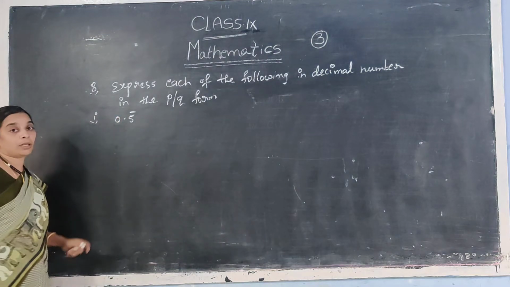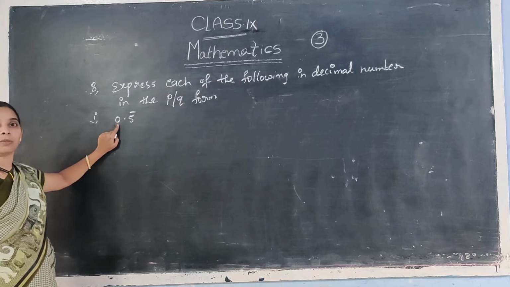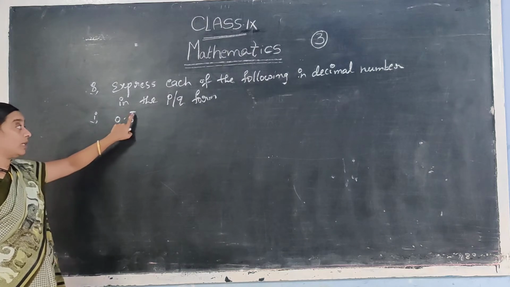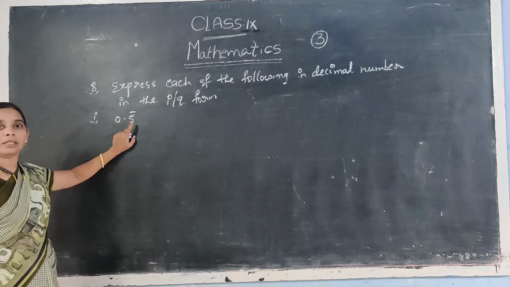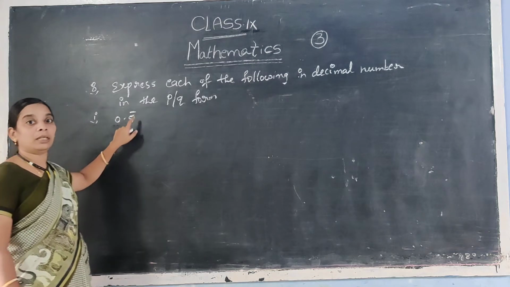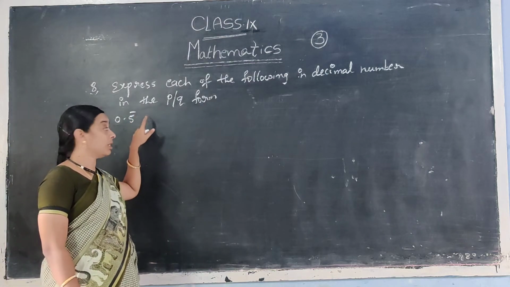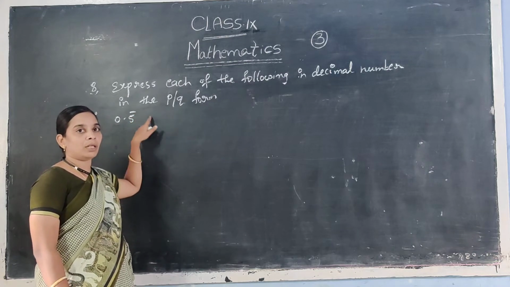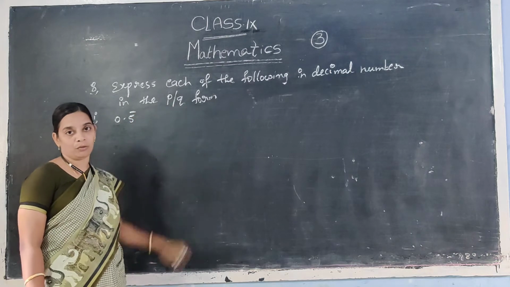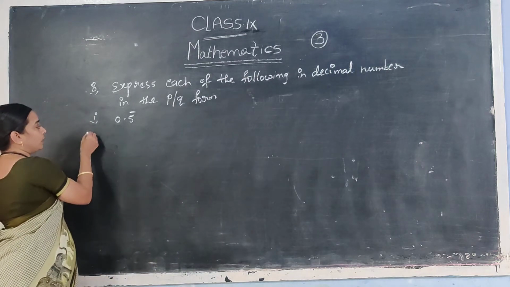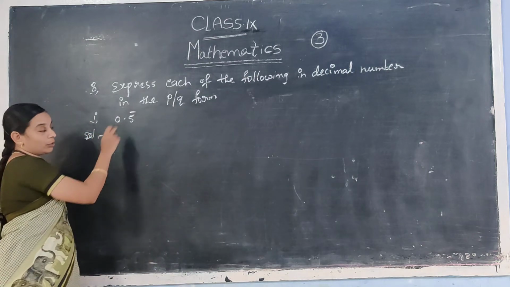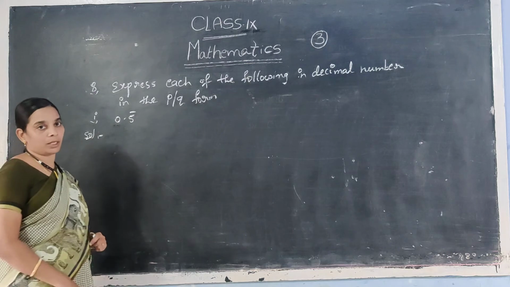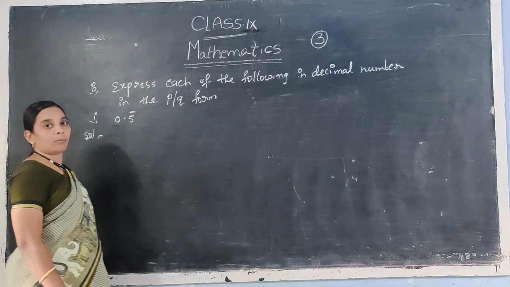0.5 bar. So what type of decimal is this? Here recurring is there, so that's why this is a non-terminating recurring decimal. This non-terminating recurring decimal is changed to P by Q form. Everyone knows this question; in 8th class also this type of sums are there. So this model is very important.